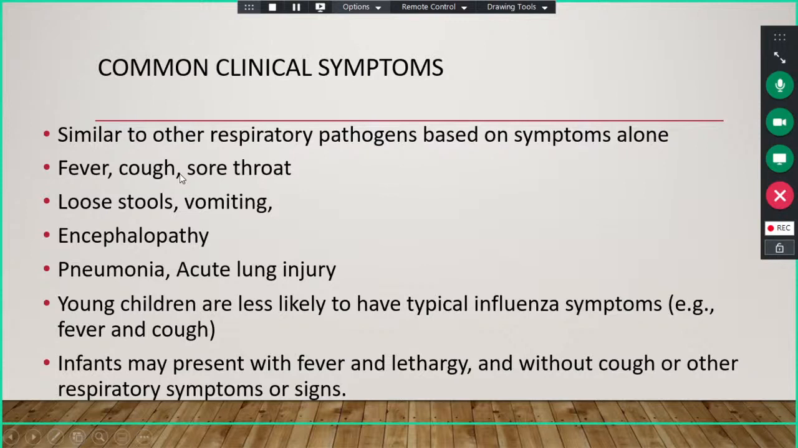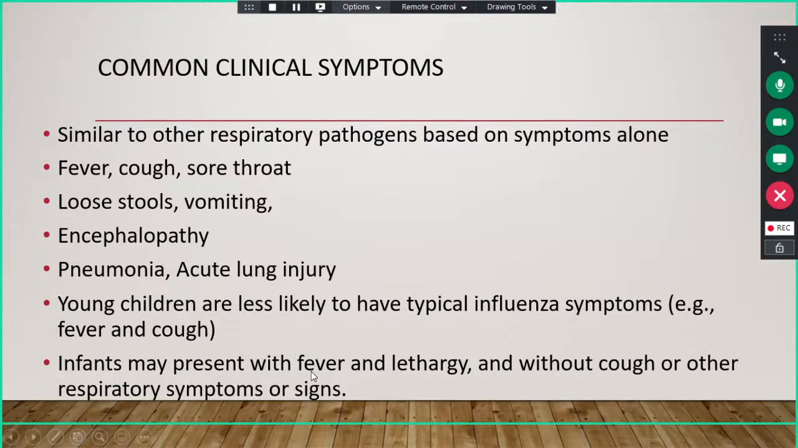The common clinical symptoms of influenza are similar to any other respiratory pathogen, like cold, fever, cough, sore throat, and in pediatric patients there may be loose stools and vomiting, and rarely it may affect the brain, causing encephalopathy. In severe form, it may cause pneumonia and acute lung injury. Young children are less likely to have typical influenza symptoms like fever, cold, cough, or sore throat. They may present with fever and lethargy without cough or other respiratory symptoms or signs.